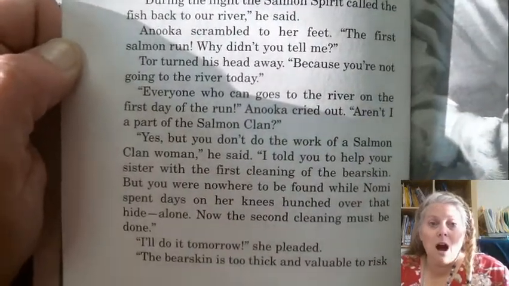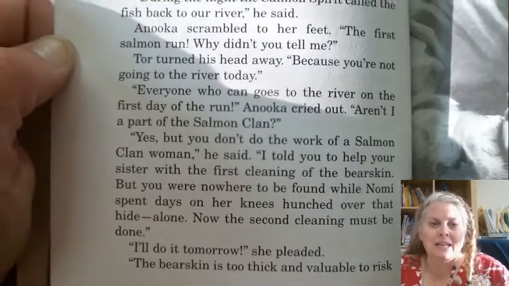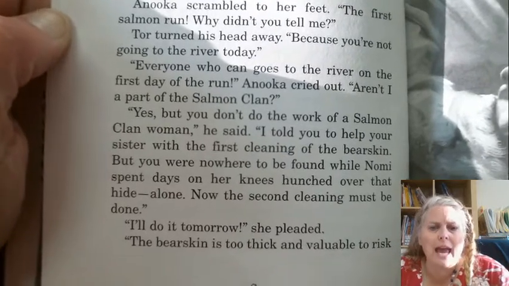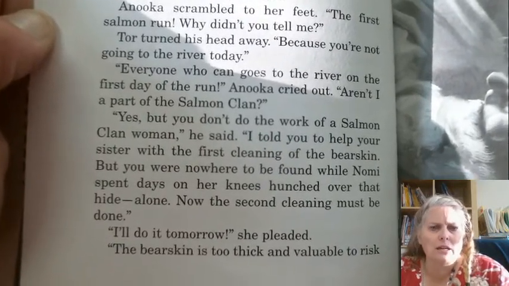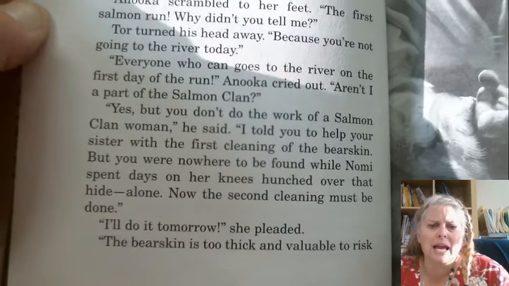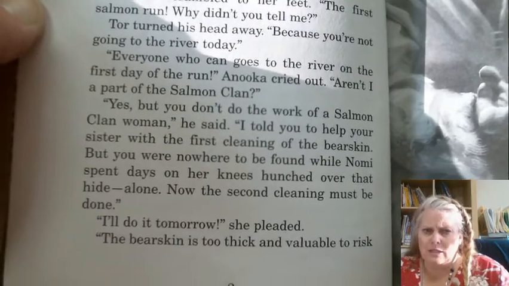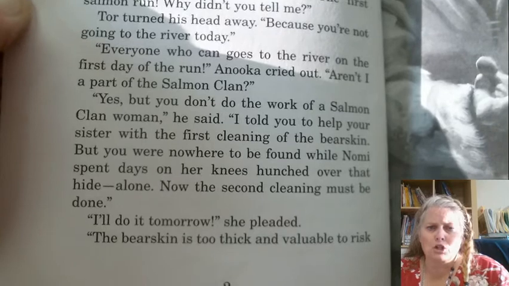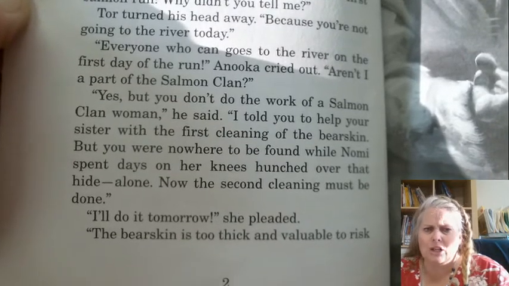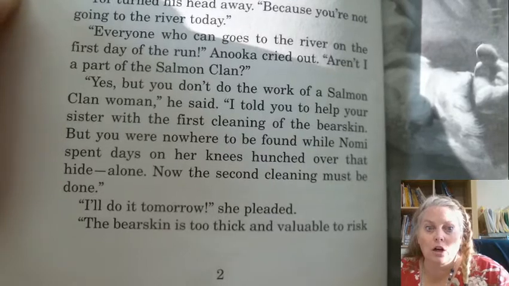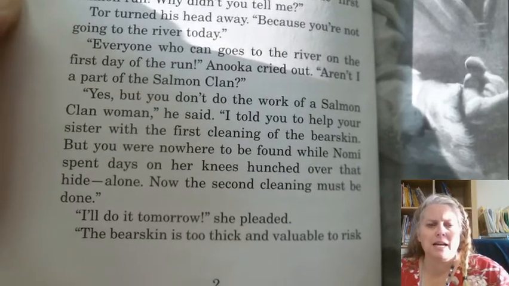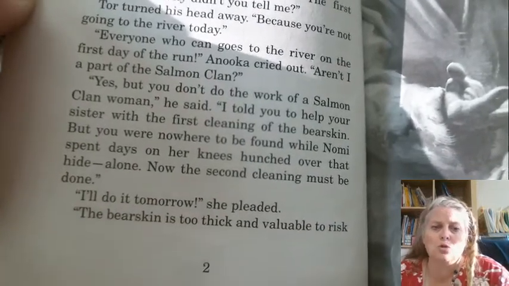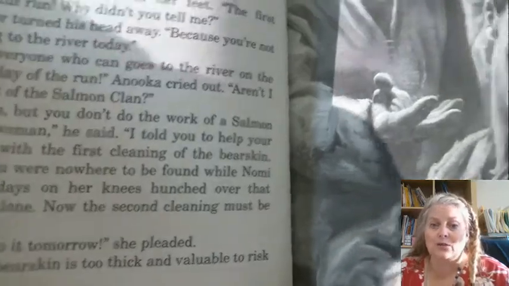Annoka scrambled to her feet. Oh, the first salmon run? Why didn't you tell me? Tor turned his head away. Because you're not going to the river today. Everyone who can goes to the river on the first day of the run, Annoka cried out. Aren't I part of the salmon clan? Yes, but you don't do the work of the salmon clan woman. I told you to help your sister with the first cleaning of the bear skin, but you were nowhere to be found when Nomi spent days on her knees, hunched over that hide, alone. Now the second cleaning must be done. I'll do it tomorrow, she pleaded. The bear skin is too thick and valuable to risk another night's freeze.